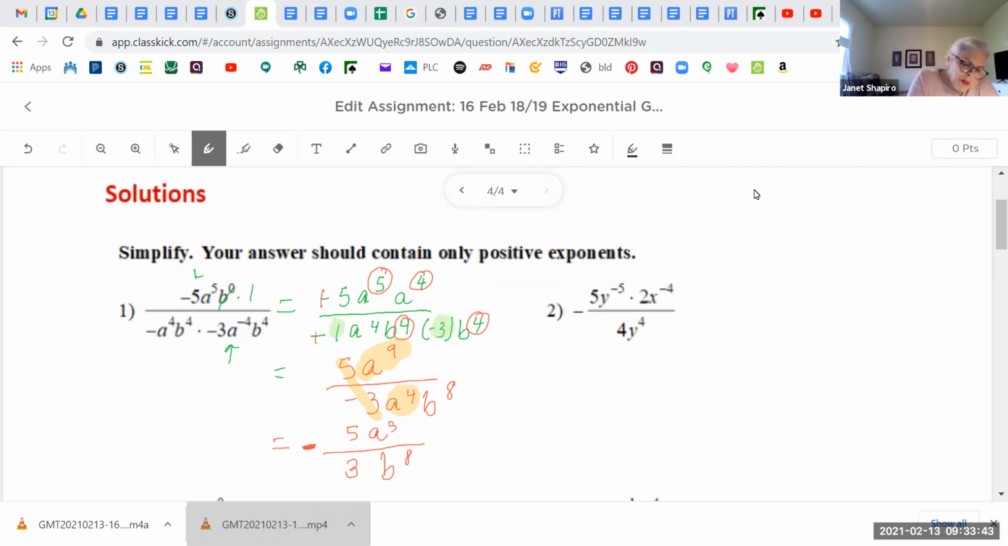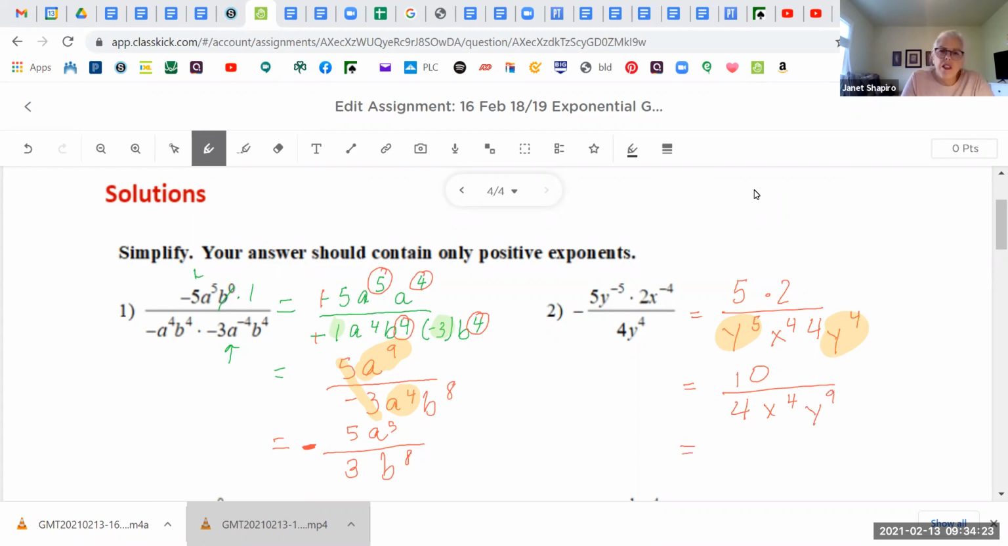Number 2, I will rewrite it using positive exponents. So 5 stays where it is. Y to the -5th goes to the denominator. 2 stays where it is. X to the -4th goes to the denominator. And then I have a 4 and a Y to the 4th. Okay. In the numerator, I have a 10. In the denominator, I have a 4. The only X's I have are X to the 4th. And then I have Y's that I can multiply. So that is Y to the 9th.